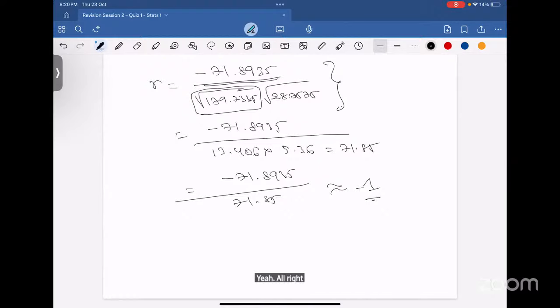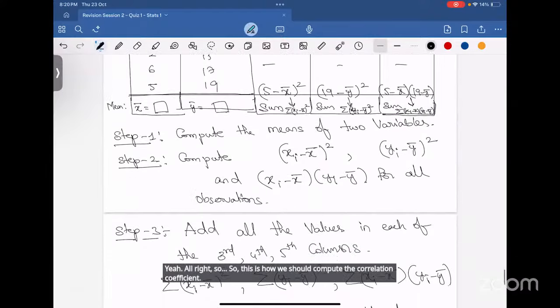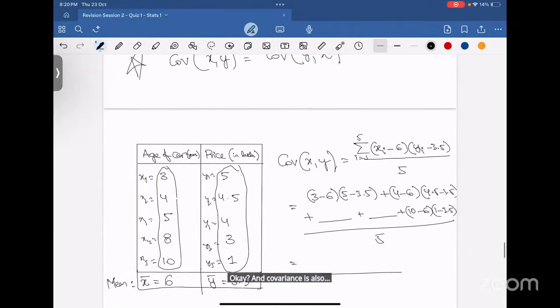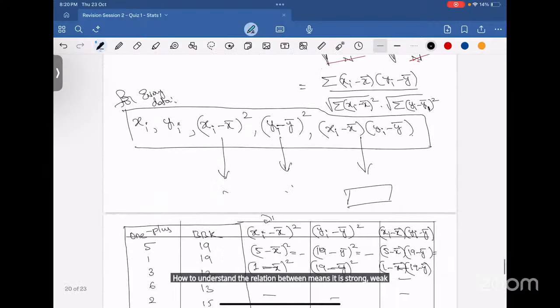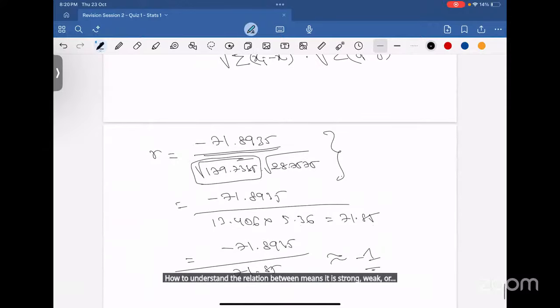All right. So this is how we should compute the correlation coefficient. And covariance is also okay to compute now, right? To understand the relation, whether it is strong or weak: if the correlation coefficient is 1 or -1, or very near to 1 or -1, then they are correlated to each other. Anything around 0 is not correlated at all.